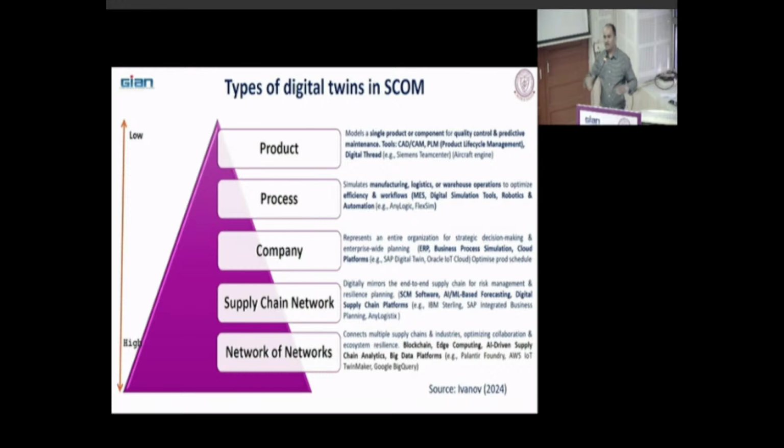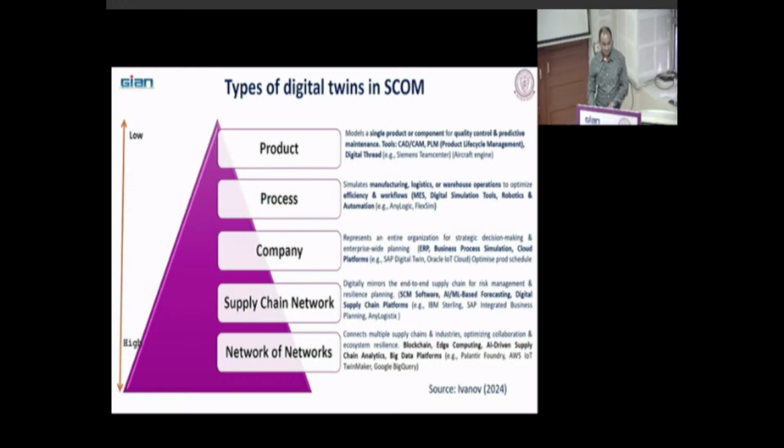Then company-wide digital twin. Company-wide represents the entire organization. Have you heard the ERP term, enterprise resource planning? In ERP, you can find the details of all the information available in that company. So this is an example of a company digital twin. It represents an entire organization for strategic decision making and enterprise-wide planning. Examples are ERP, business process simulation or cloud platforms. SAP Digital Twin is very famous for the company-wide digital twin.